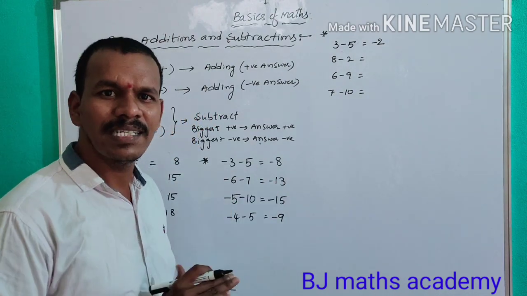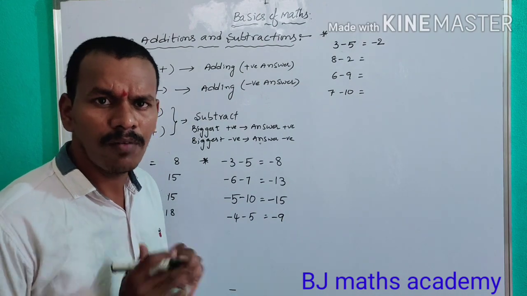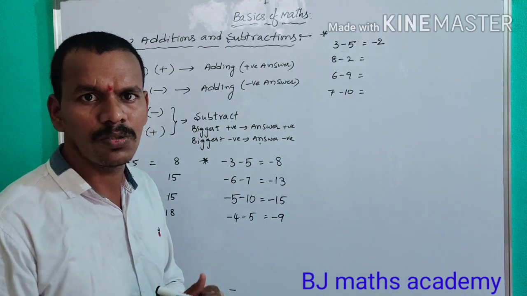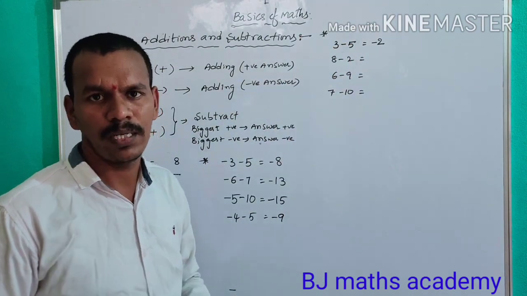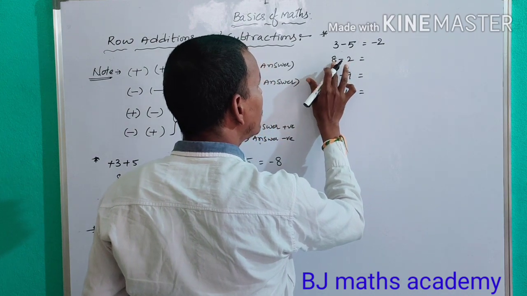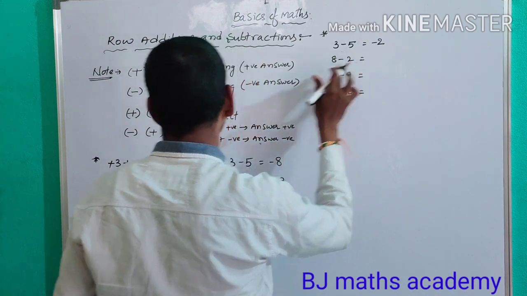In the middle, plus is there, minus is there, no need to think about that. Just whether the numbers are positives or the numbers are negatives, that is what we can assume. Now see here, one is positive, one is negative, so we are subtracting.